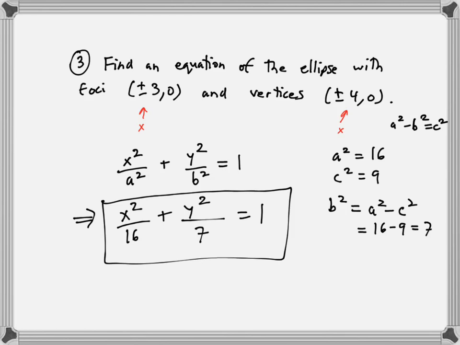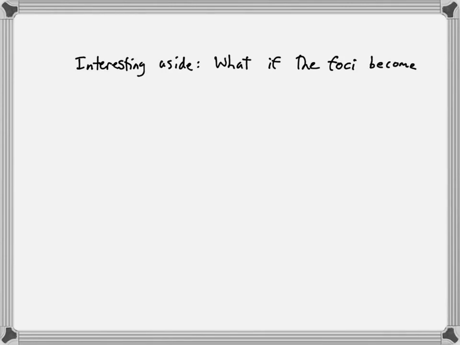Let me give you an interesting aside here before we move on to our last conic section. So, interesting aside. What if the foci become the same point? Now, that technically doesn't make sense, but what I'm trying to say is what happens if your two foci get closer and closer together? What does this shape morph into? So this means essentially that c is getting closer and closer to 0, right? But what does this mean?